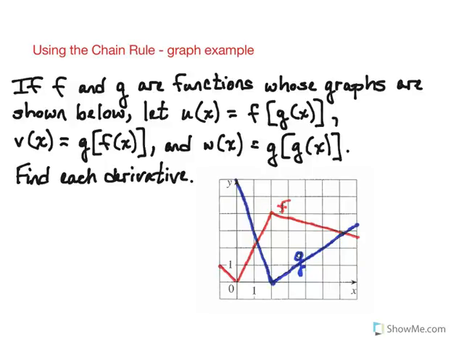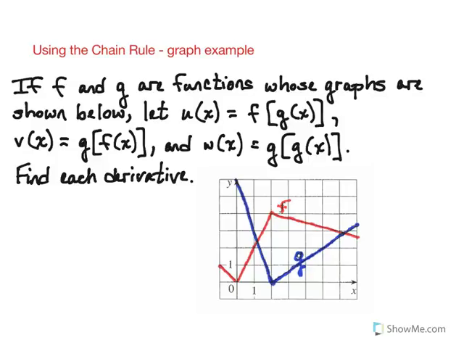Let's take a look at how we can use the chain rule to find requested derivatives when information is given to us in the form of a graph. So here we have two graphs of functions. The red graph is function f, the blue graph is function g, and you'll notice in the instructions we have three other functions defined as compositions of those two functions f and g. We have a u function, a v function, and a w function.